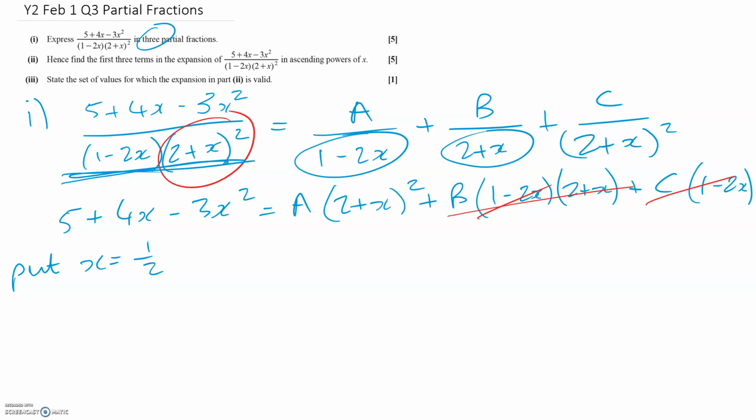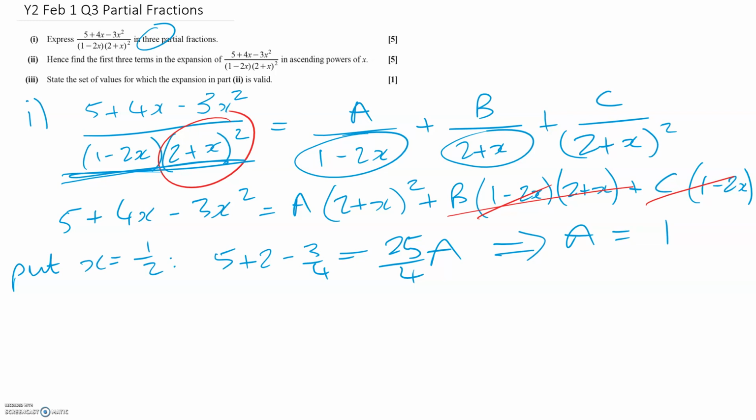So when we put x equals a half into the left-hand side, that will be 5 plus 2 minus 3/4. And the right-hand side will be 2 plus a half all squared. That's 5 over 2 all squared, which is 25 over 4. So we'll have 25 over 4 A. And if you simplify the left-hand side, that'll be 6 1/4, and the right-hand side is also 6 1/4, so that means that A will equal 1.